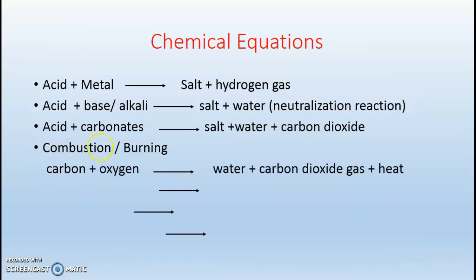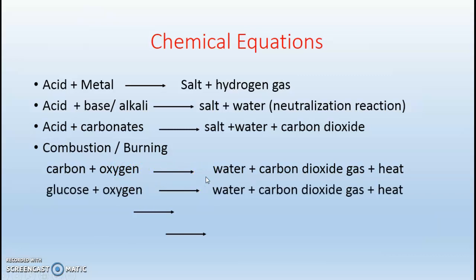They are combustion or burning. Whenever we say combustion or burning, it means whatever substance that we are giving you is reacting with oxygen in the presence of heat. And always the products are the same. If it is a combustion reaction, the products are always water, carbon dioxide gas, and then heat, because it is being burnt. So if I burn glucose and oxygen, I should expect water, carbon dioxide, and heat.